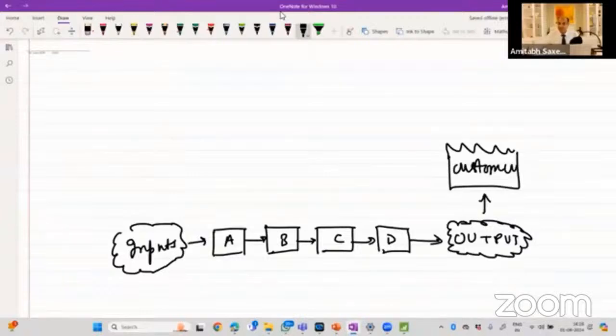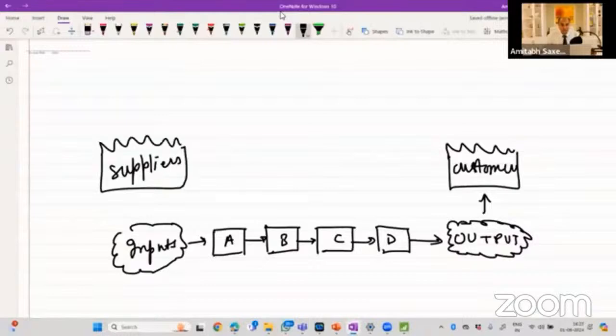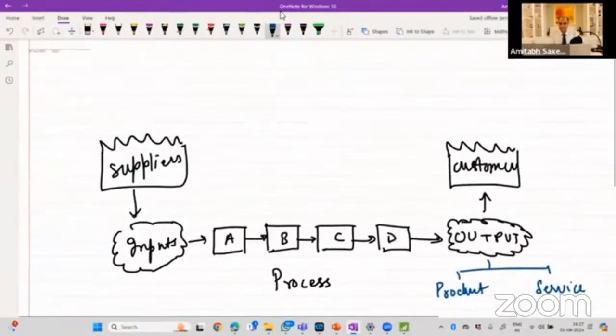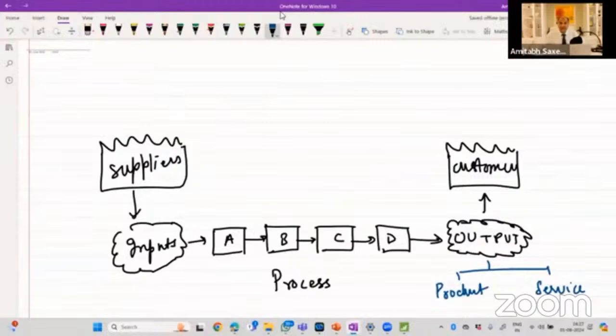Okay? The outputs are consumed by the customer. And suppliers are supplying the inputs. So this is the process. Through a series of process steps, we are creating an output. The output could be either a product or a service. There is no third type of output.